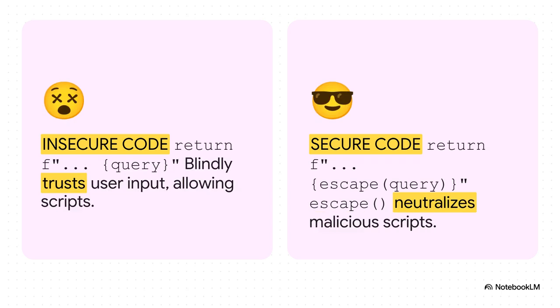And the fix for XSS? Just as direct. On the left, the code is just blindly echoing whatever the user typed right back to the browser. On the right, the code wraps that input in an escape function. All this function does is it takes dangerous characters, like those angle brackets for script tags, and turns them into harmless text equivalents. The browser then just displays the code as text instead of actually running it. Problem solved.